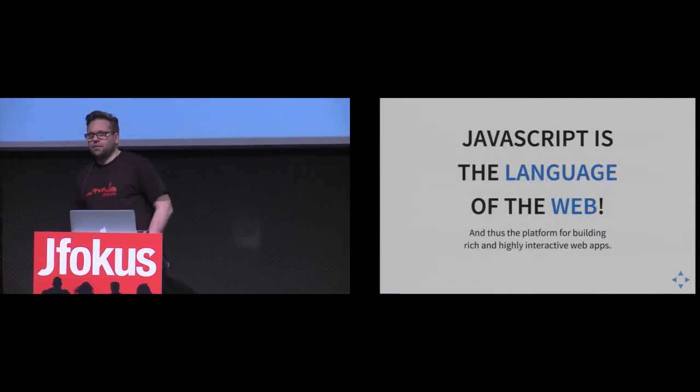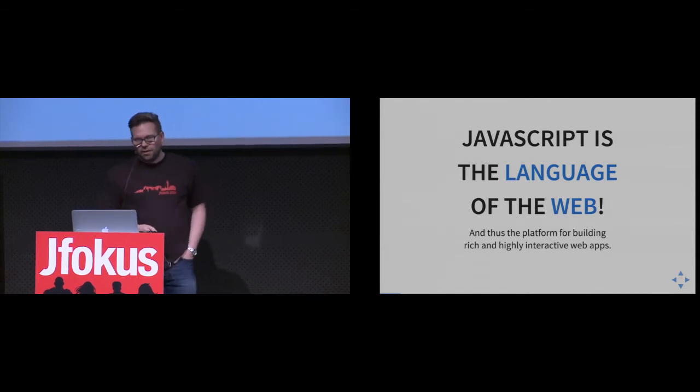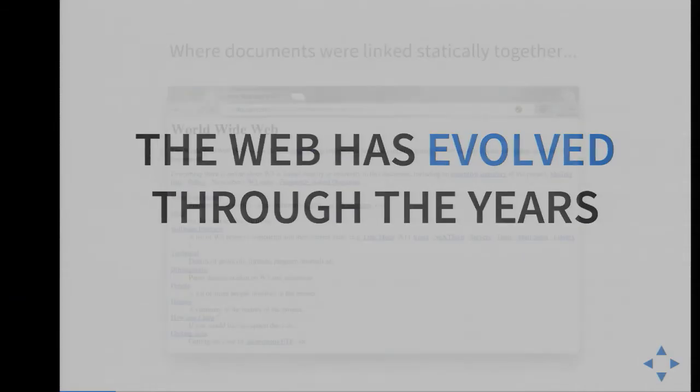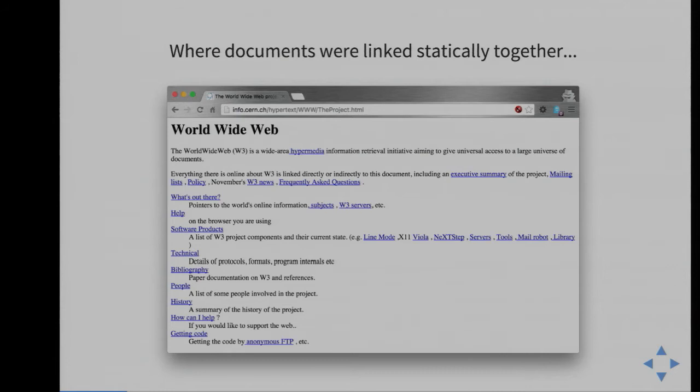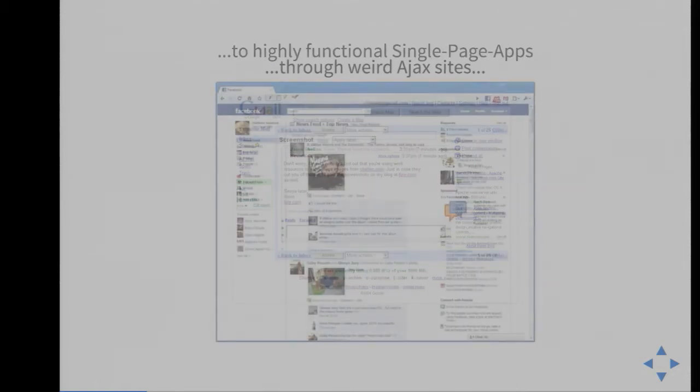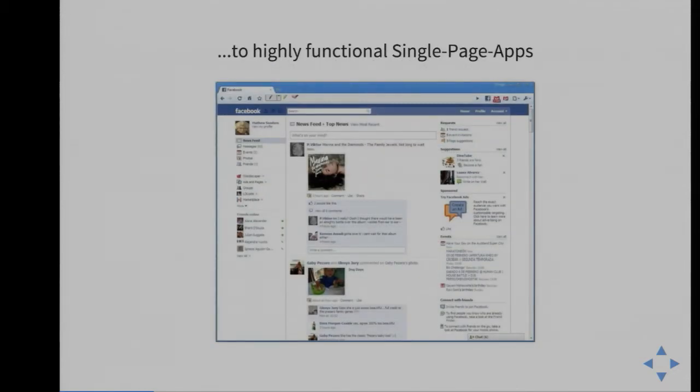Yes, JavaScript is the language of the web, and the web itself has evolved through the last years. It all began with websites linking documents statically together. And about 10 or 12 years ago, we had these weird Ajax websites. Who of you likes Ajax? No one? Me neither. And today we're talking about highly functional web applications like Facebook and all the others, using lots of JavaScript in the browser.